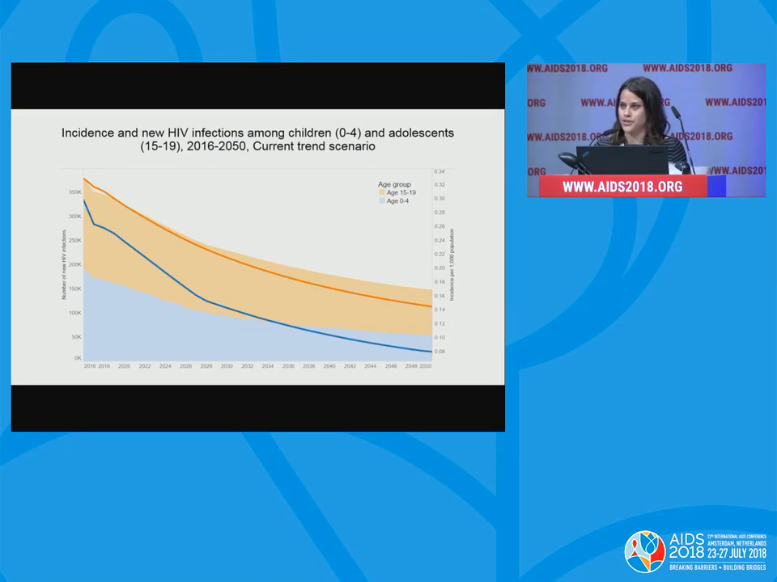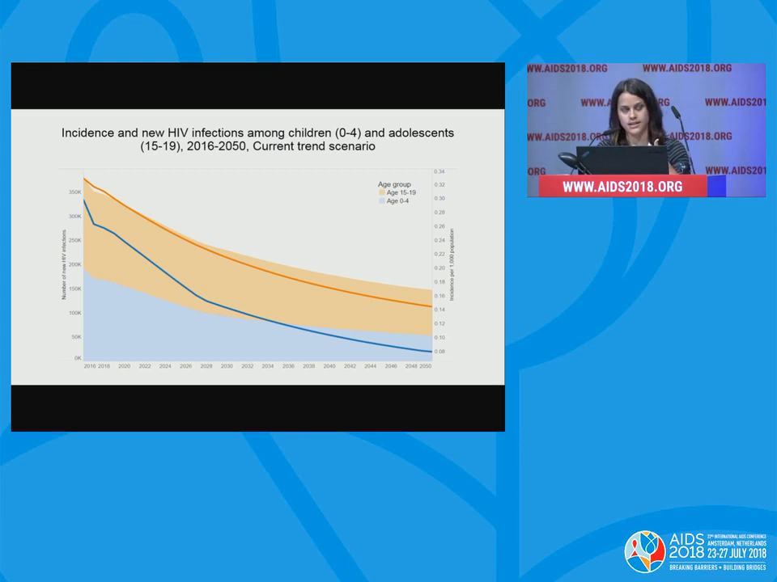So this slide shows the first results of our analysis. This is in the current trend scenario, and showing new HIV infections among children under 5 in blue and adolescents aged 15 to 19 in orange. And the lines show the HIV incidence. So this is what we're projecting given current trends until 2050. In blue, you can see the number of new infections among children is actually expected to decrease by half before 2030. However, for adolescents, it likely won't decrease by half until 2050.